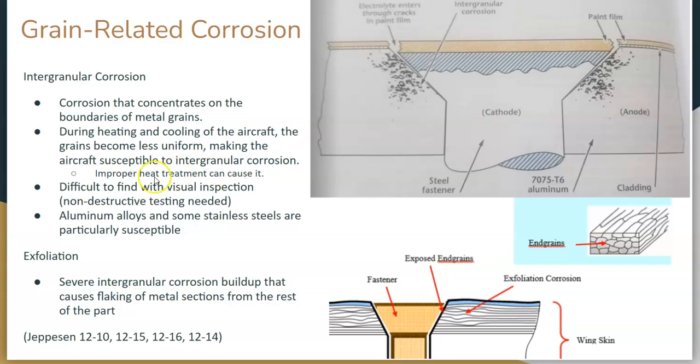This is very difficult because you can't find this very easily with visual inspection. You usually need non-destructive testing to do that. And additionally, you have certain metals like aluminum alloys and stainless steels that are very susceptible to this. So intergranular corrosion, we've discussed that, but there's actually more severe versions of intergranular corrosion that is called exfoliation. And what happens is that when enough of this intergranular corrosion builds up, it can cause entire metal sections to flake from the rest of the part.